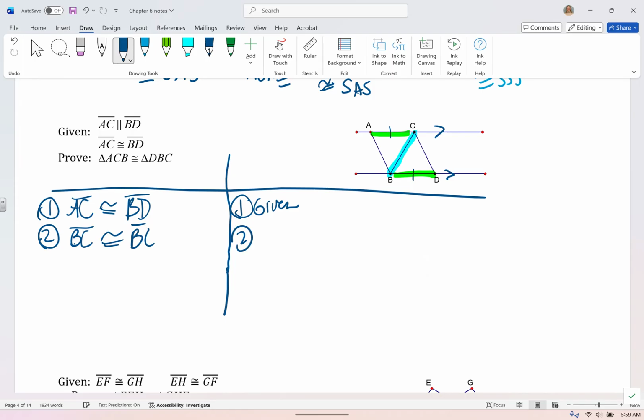Okay, and this would be reflexive, if I could spell. Okay, reflexive property of congruence. So this is congruent to itself. Okay, so between the two triangles, we actually have two sides that match. Okay, we've got a side and a side. You can write side and side. So we got two sides that match each other.